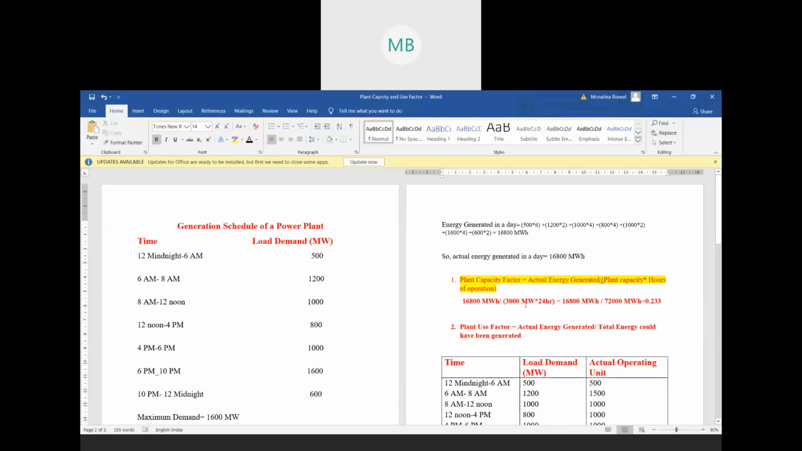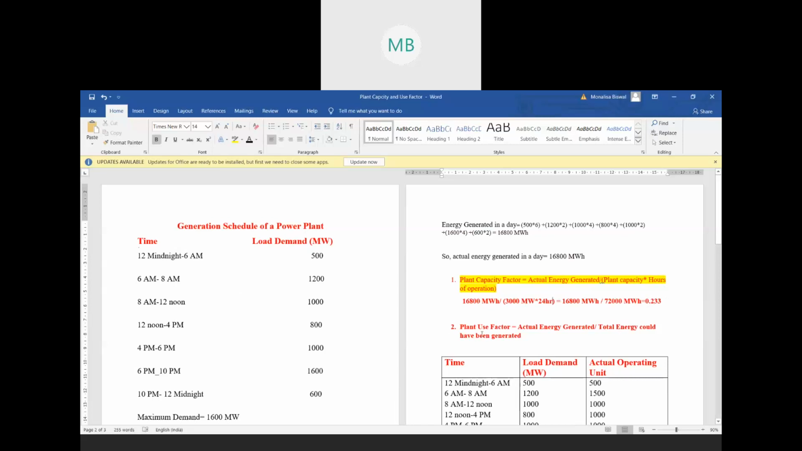The meaning of plant capacity factor is that we are using only 23% or 23.3% of the total plant capacity for generating power for that day. So in that day, we have utilized only 23.3% of the total power plant capacity. Now the second factor, that is your plant use factor.